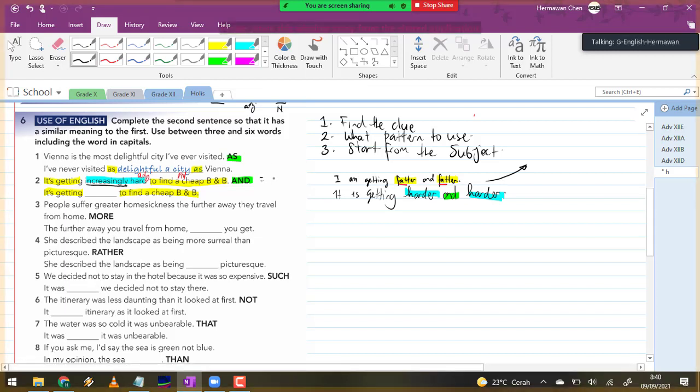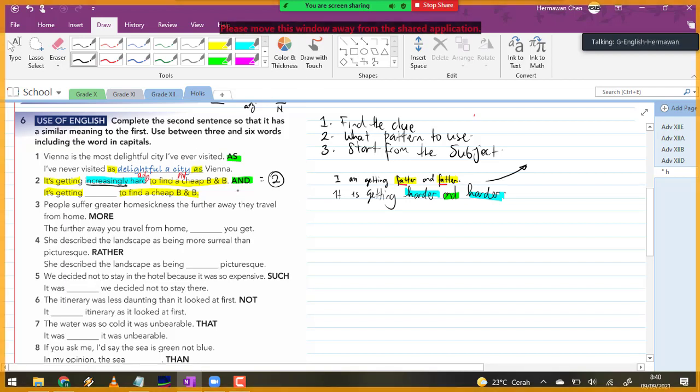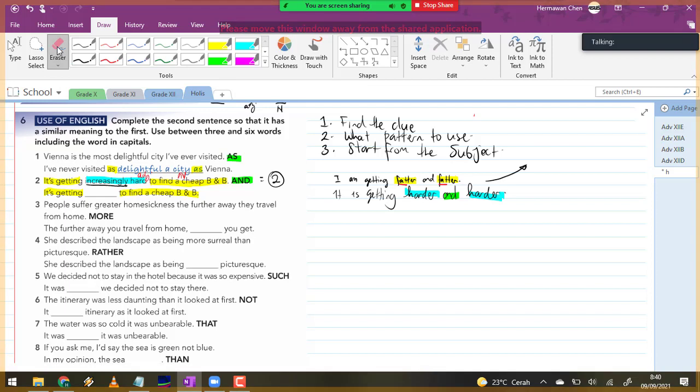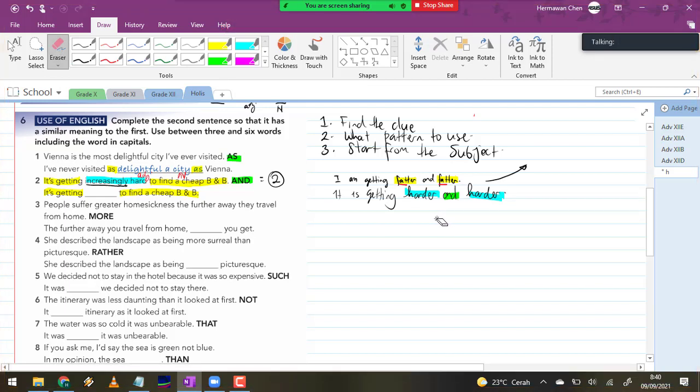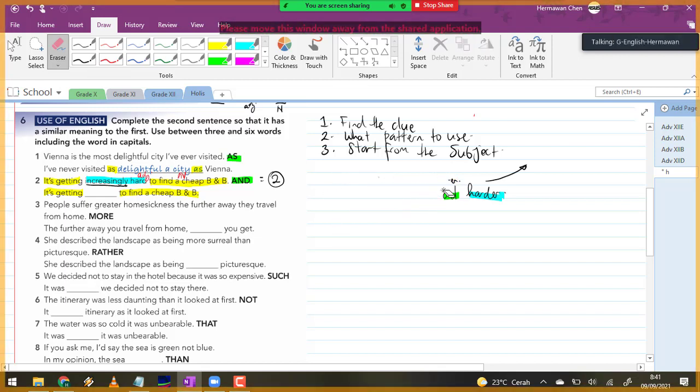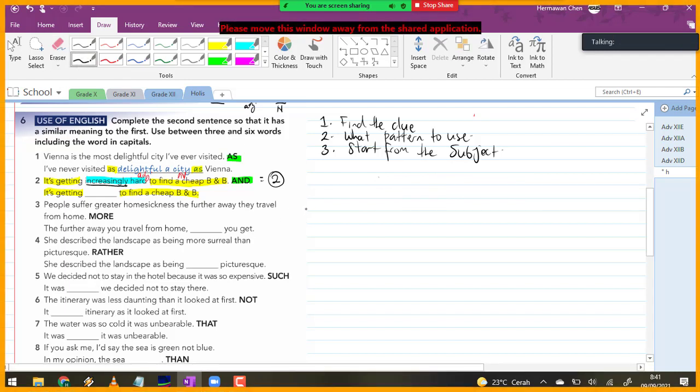From here we know we have to use pattern number 2, yeah, the gradual increase. And then there is also another clue, increasingly hard. Increasingly, it means this keeps changing slowly over time. That's why we use pattern number 2, gradual increase. Question? None? Okay, if there is no question, then I'll go to number 3.